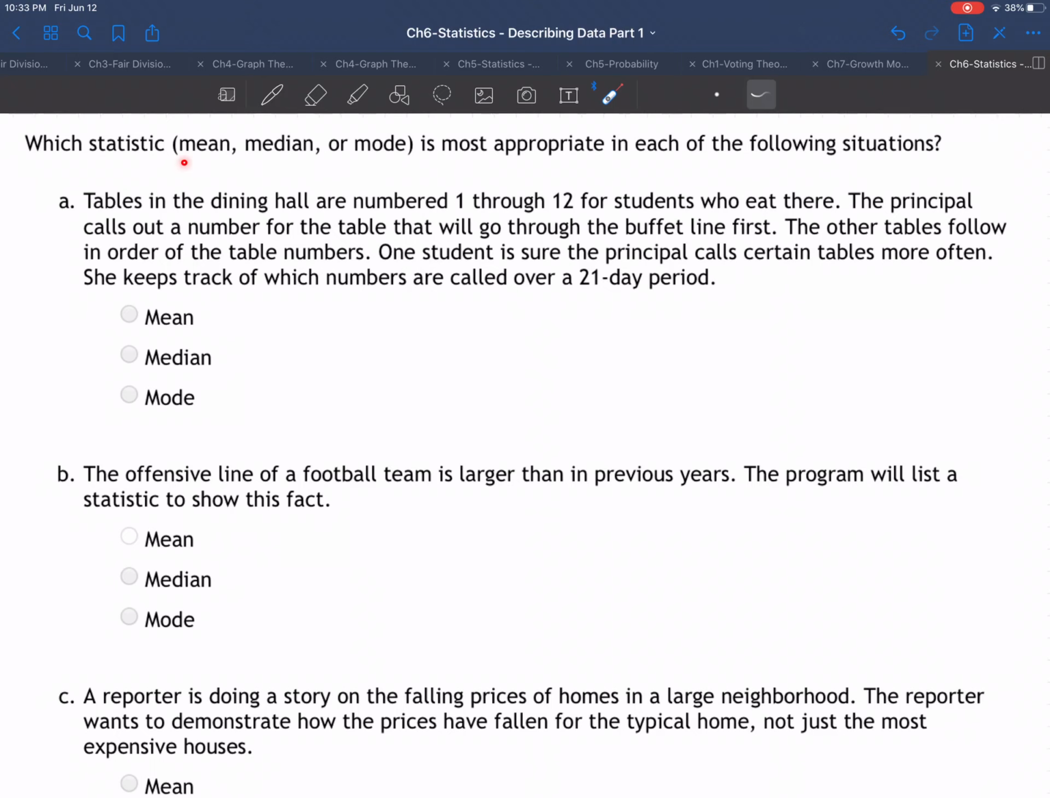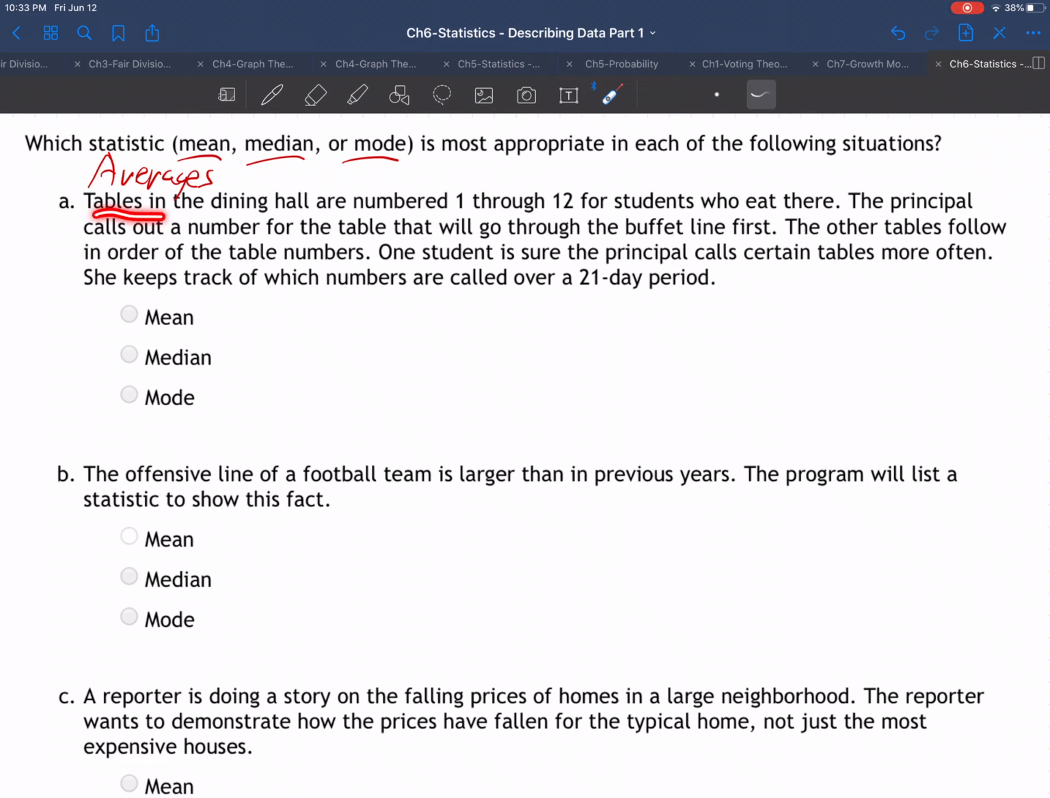Which statistic, mean, median, or mode, is most appropriate in each of the following situations? So here we're going to start to see why we have three different averages. These are all kinds of averages: mean, median, and mode. So, all right, here we go.